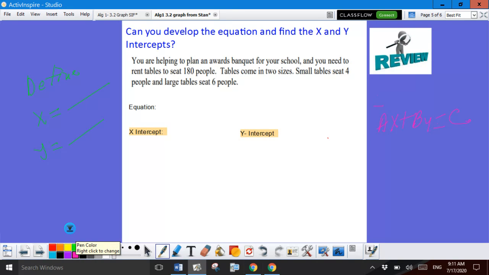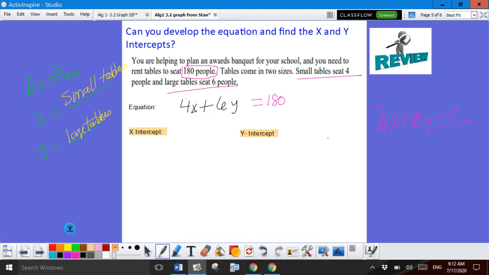All right, you are helping to plan an awards banquet for school. You need to rent tables to seat 180 people. There's my total, so I know it equals 180. Tables come in two sizes. Small tables seat 4 and large seat 6. So if I'm defining my variables, the x is the small tables and the y is the large tables, because remember, it's the order of the problem. So I have 4x plus 6y equals 180.